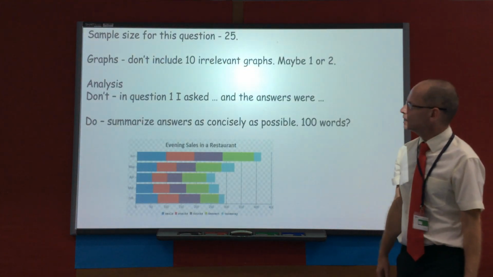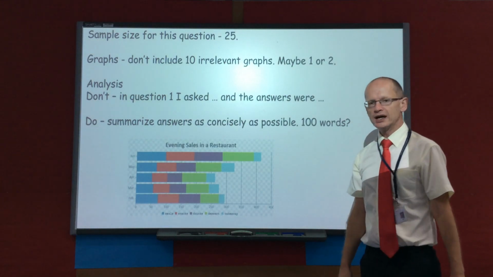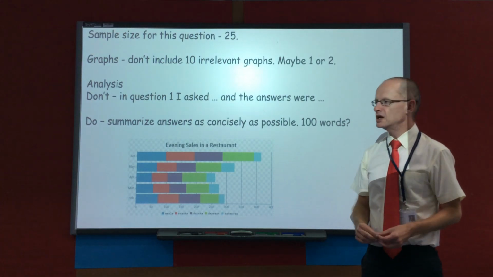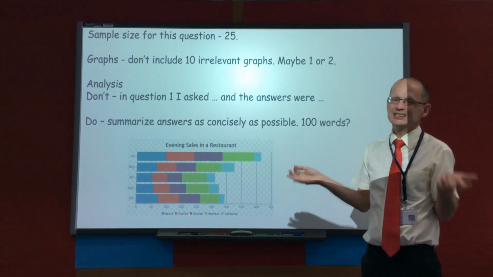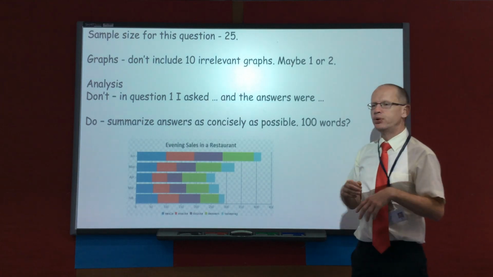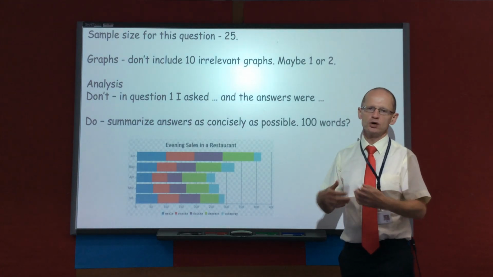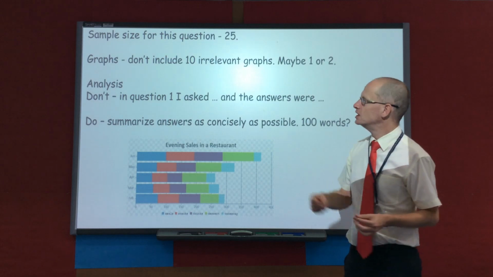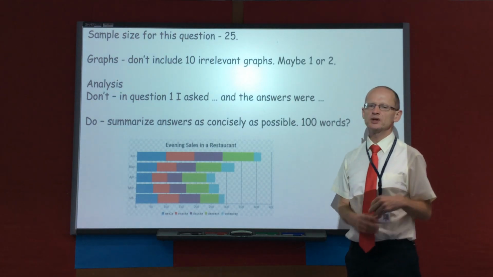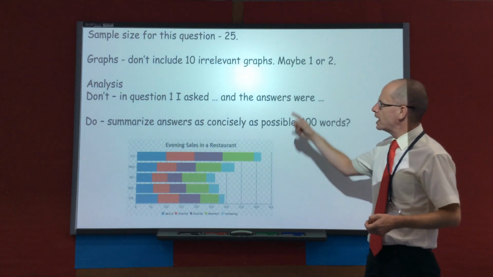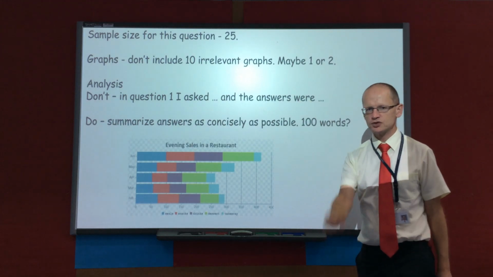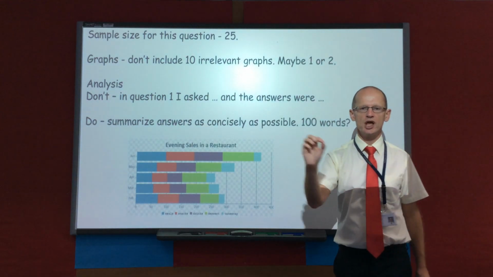Now, the sample size should ideally be about 25. If you do 3 people, the sample size isn't large enough. It probably would take too long to interview 150 people, so I'd probably say a sample size of about 25 to 30. Okay? Don't include lots of graphs. You are no longer in year 10.